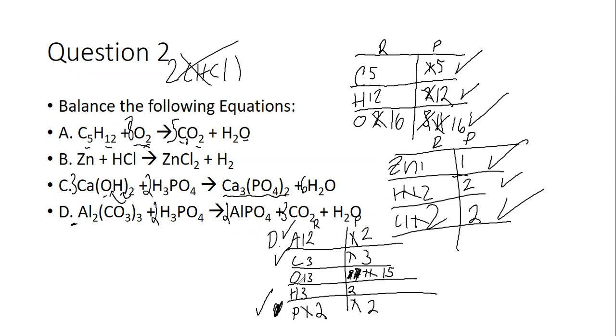2 times 3 is 6, so 6 hydrogens. 2 times 4 is 8. 3 times 3 is 9. 8 plus 9 equals 17. So aluminum, carbon, phosphorus balance. The only thing I have left to balance is hydrogen and oxygen.